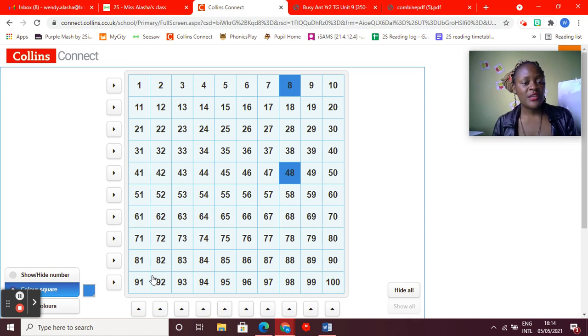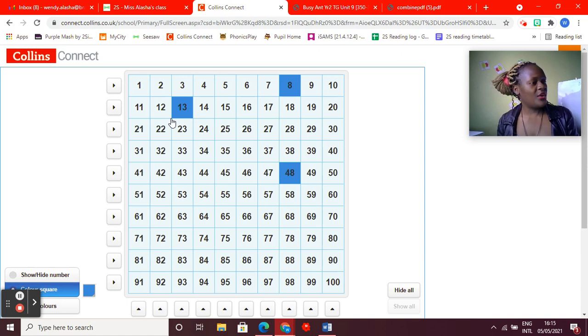Let's try a few more. Now I'm thinking of a number with 1 tens and 3 ones. Tell the person who is next to you which number Miss Lasha is thinking about. 1 tens, 3 ones. Yes, guys, I was thinking of the number 13.